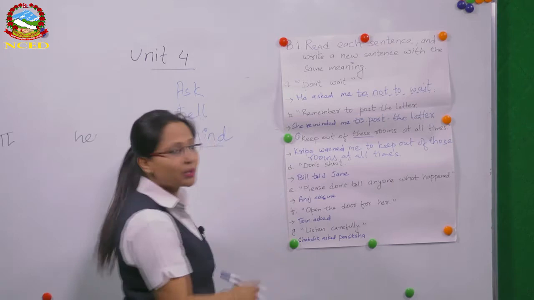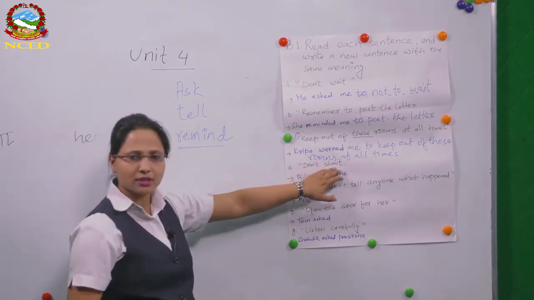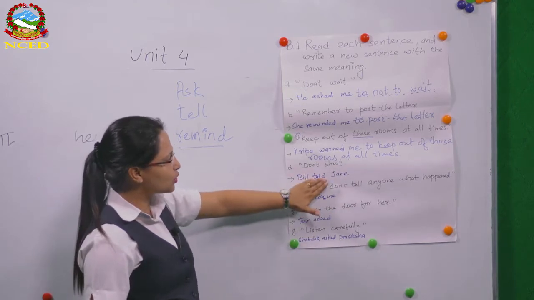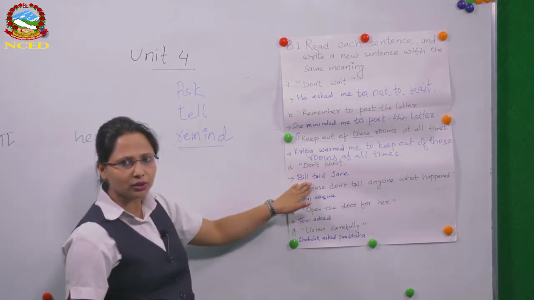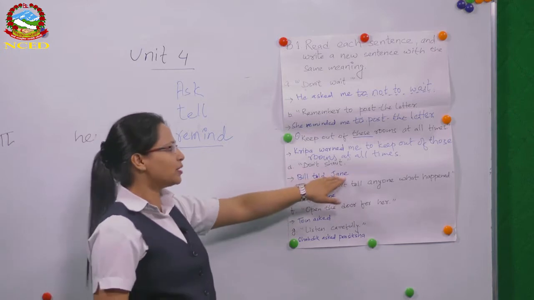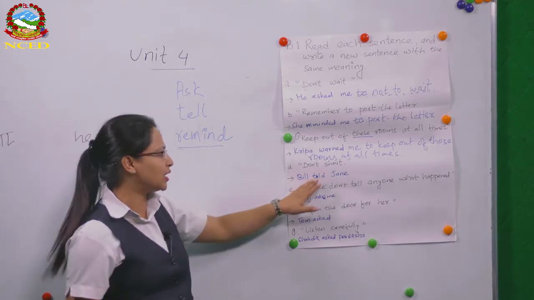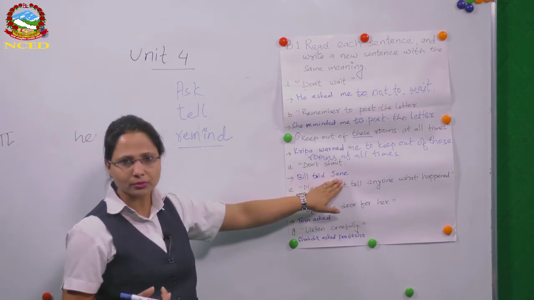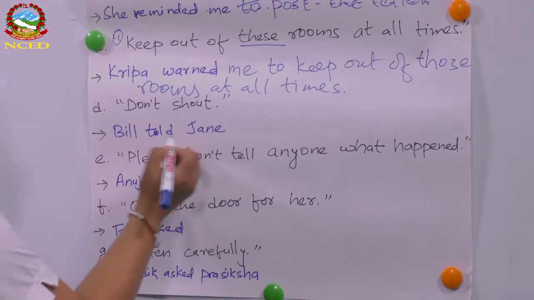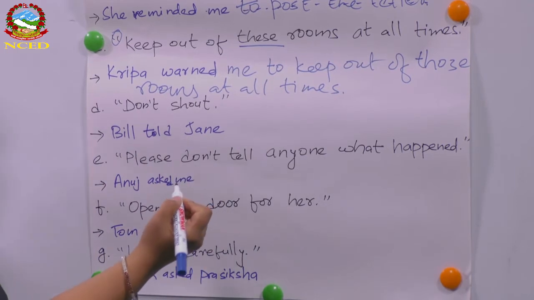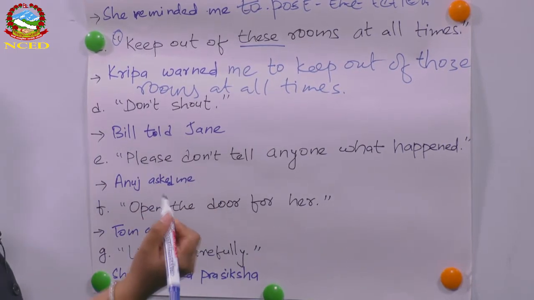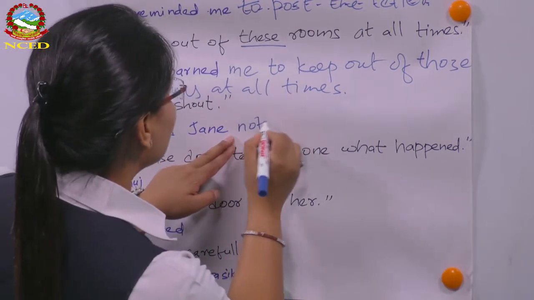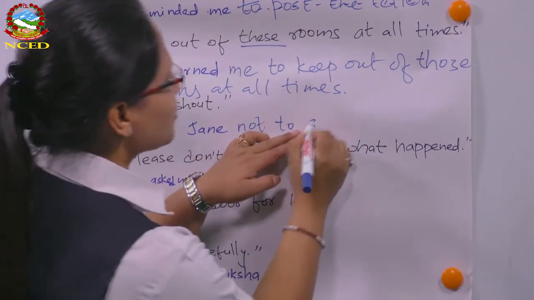Now let's have a look at number D. Don't shout. Again a negative command. And Bill told Jen, it's already there in your book, but instead of Bill and Jen, you can use any suitable subject and object here. It doesn't make a big problem, okay? Now Bill told Jen, what do we use? To or not to? Yes, not to, because this is a negative command. Not to shout.